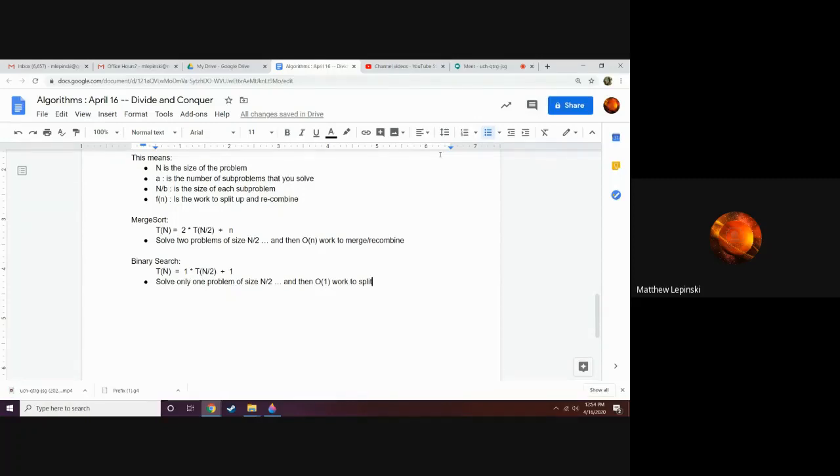So do these types of recurrences make sense? Any questions on these types of recurrences for talking about divide and conquer algorithms? I have a question. Sure. For merge sort, how do we prove that this is equal to n log n?